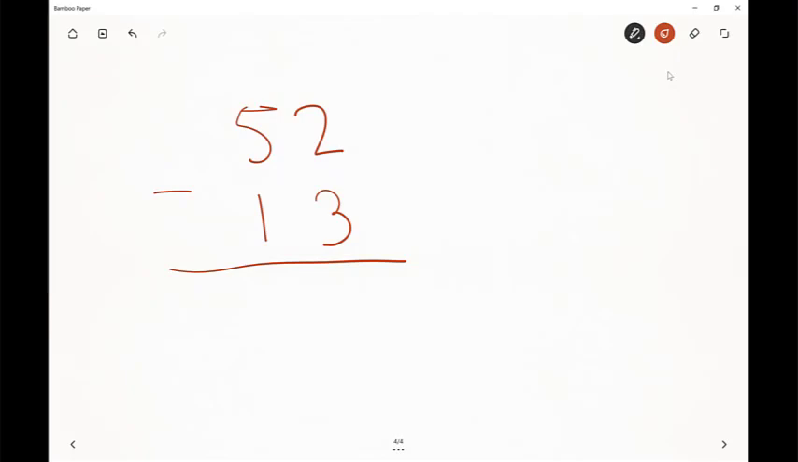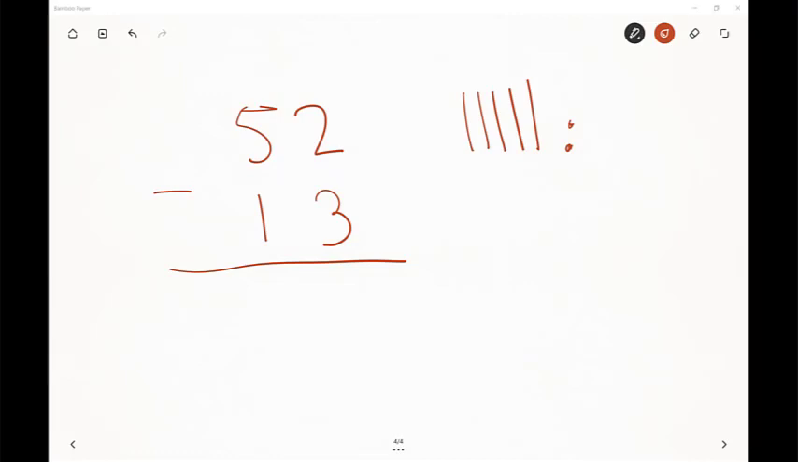So 52 is going to be 5 10s, 1 2 3 4 5 10s, and 2 1s, 1 2. And I'm trying to take away 3 1s. Can you see straight away that I don't have enough 1s? And it's really interesting actually to see that children can see that straight away. So what do I do then?